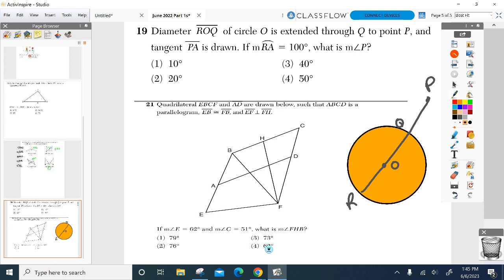Tangent? Tangent hits the circle in one spot. We're not talking about SOHCAHTOA tangent. So it's going to hit the circle at point A. You can keep it going if you want, but it's going to hit the circle at point A. All right, we're told that arc RA measures 100 degrees.